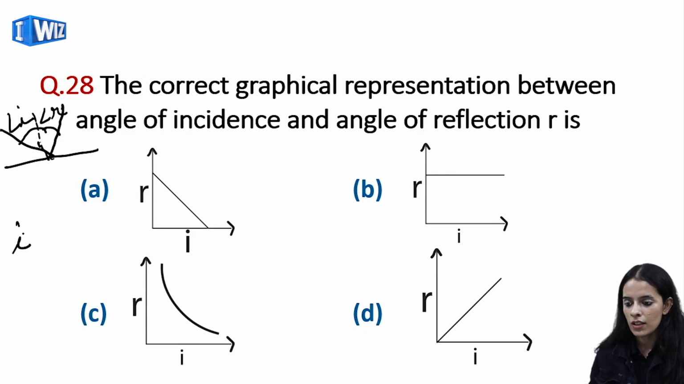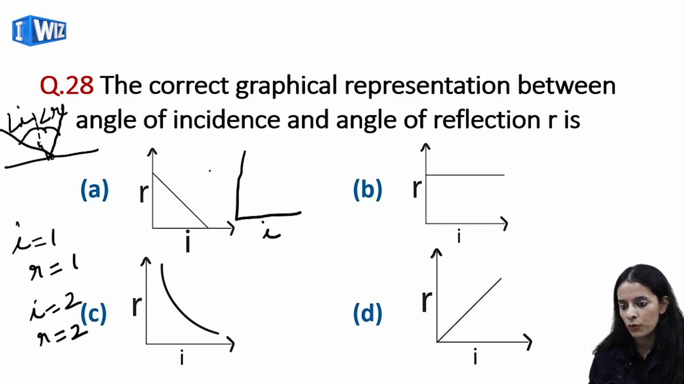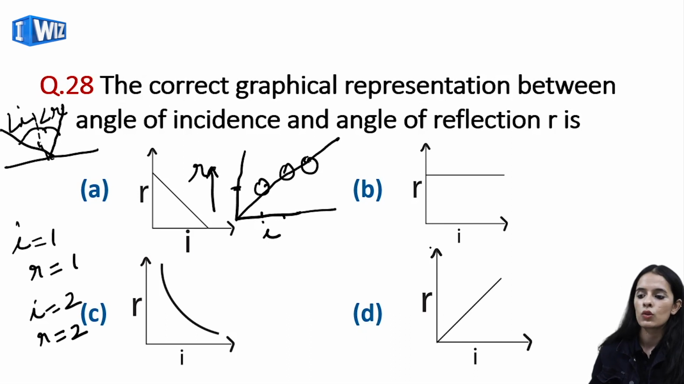So as i is 1, r will also be 1. As i is 2, r is also 2. So when you start plotting a graph between i and r for different values, for 1 it will go 1, for 2 it will go 2, for 3 it will go 3. So the correct pattern will be like this when you match it. So what's the right option from here? As i increases, r increases as well. D option.